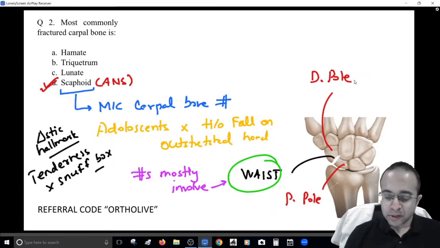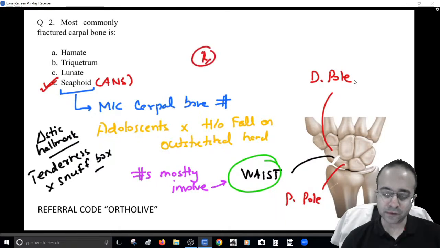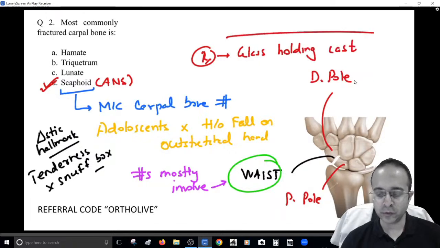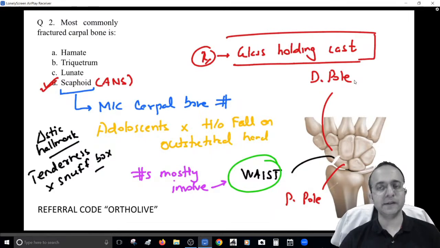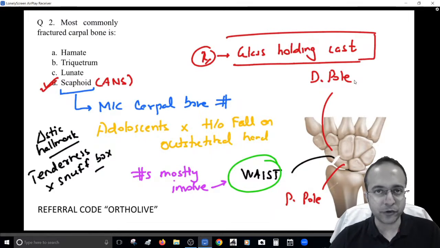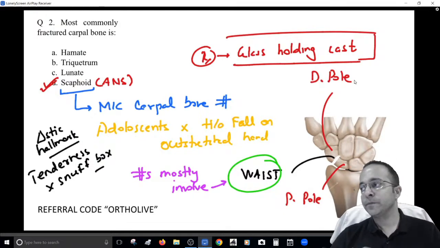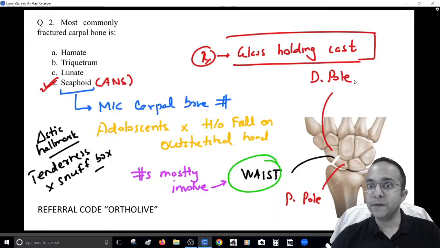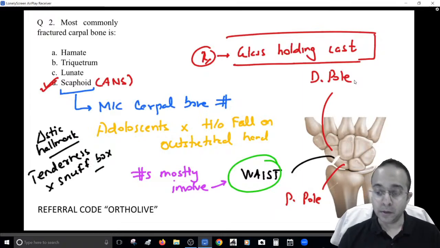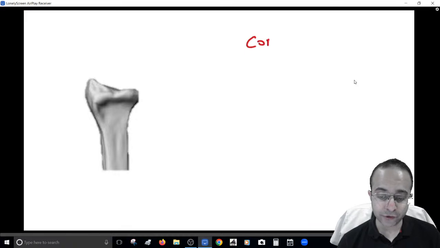Now, in case there's tenderness in the snuff box and there's a fracture of scaphoid, you all know the treatment very well for this fracture. You give a cast in a very classical position that's called the glass holding position. So you will apply a glass holding cast to stabilize this fracture. So that's how you're going to treat this fracture. But this is a fracture that is more famous, not for treatment, but for the complications that are associated with this fracture.